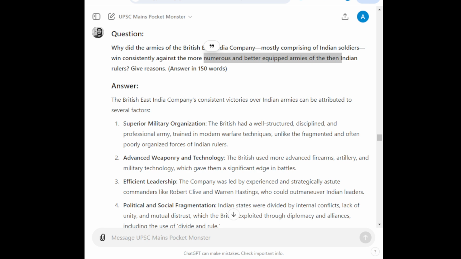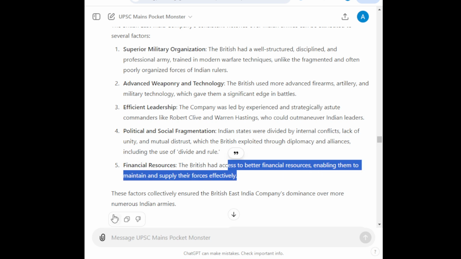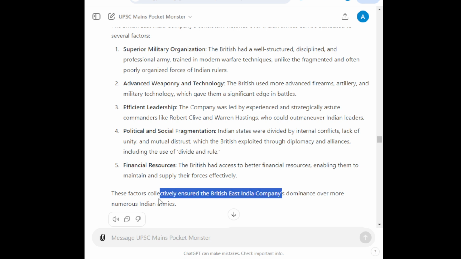In subsidiary alliance there is actually no real fight happening. You're already stationed in the Indian ruler's kingdom, and the ruler is paying for your services. You have overtaken their state by some diplomatic move. So that's not a war actually. And if you are running short of points, you may add whatever. But at the end, financial resources: the British had access to better financial resources, enabling them to maintain and supply their forces effectively, and these factors collectively ensured the Company's dominance over more numerous Indian armies.